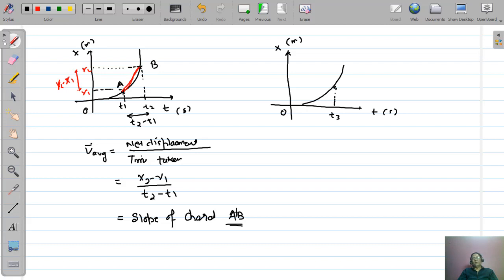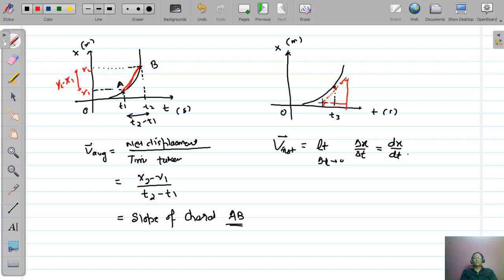Similarly, if I have to find the instantaneous velocity, mathematically we have already discussed that instantaneous velocity is the limiting case of average velocity, where we take delta t tends to 0, and delta x by delta t is equal to dx by dt. Graphically, what does it mean? It means that we draw a tangent at this point and find the slope of this tangent.